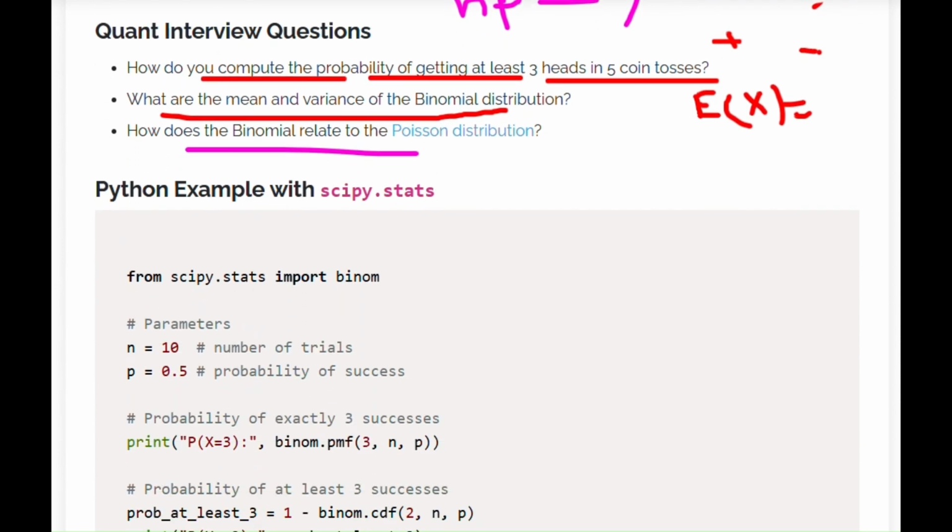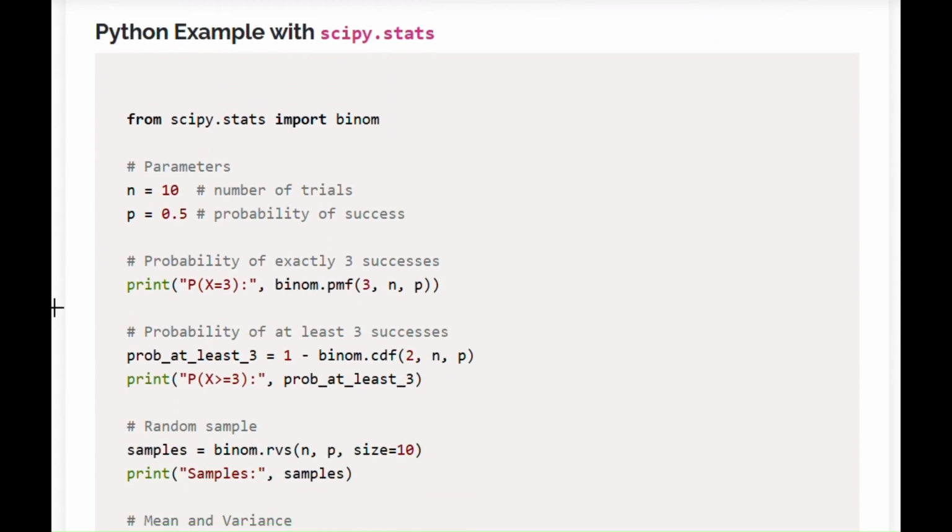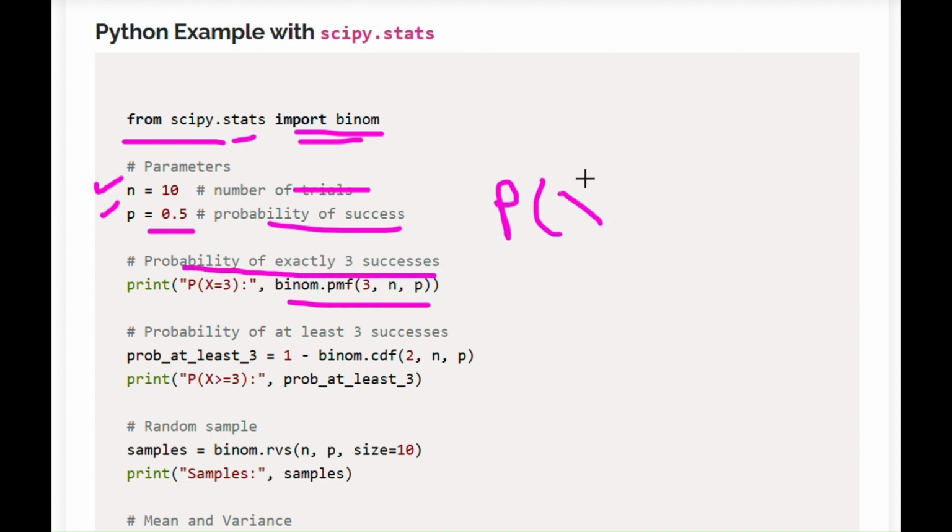Now, in Python, SciPy.stats package, we have the binomial package. We import it from here. We set the parameters n as 10, p as 0.5, the probability of success, and the number of trials. To calculate the probability of exactly 3 successes, that is, we have to calculate probability that p of x is equal to 3. We have the same function that we saw previously, except that the name instead of Bernoulli is binom. So binom.pmf, the parameters passed are x, n, and p. So x is 3, we pass 3 here.